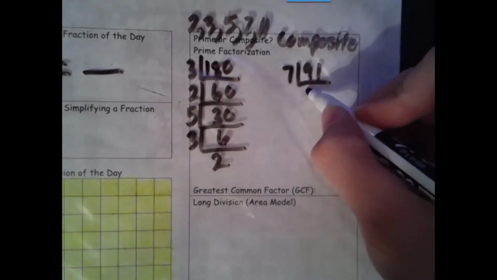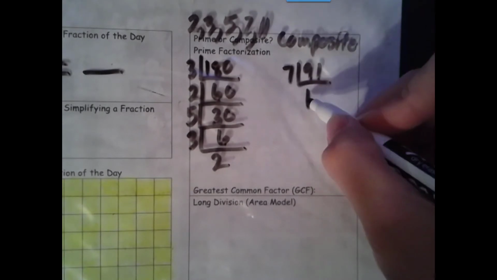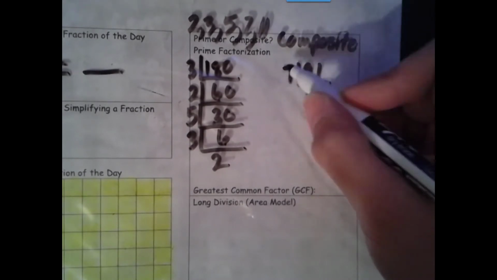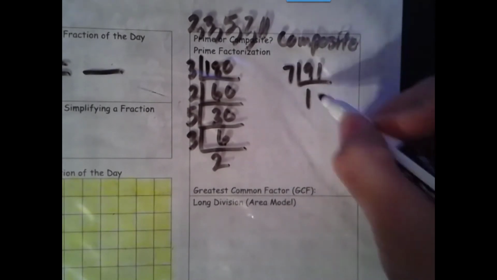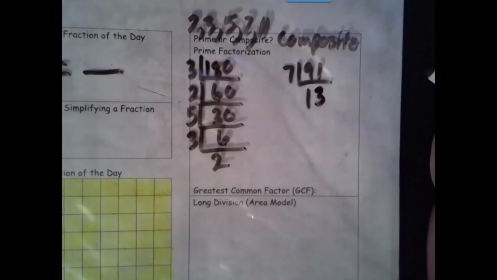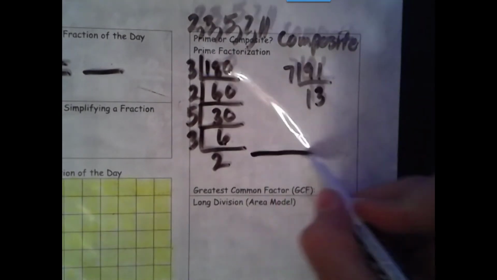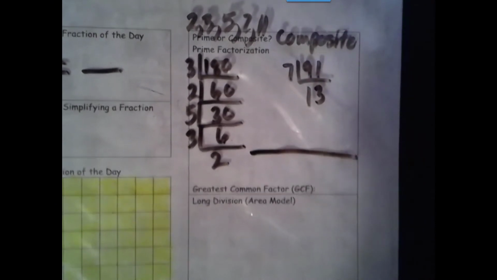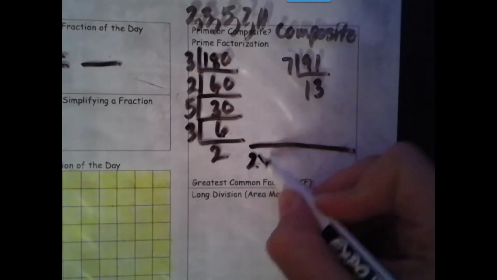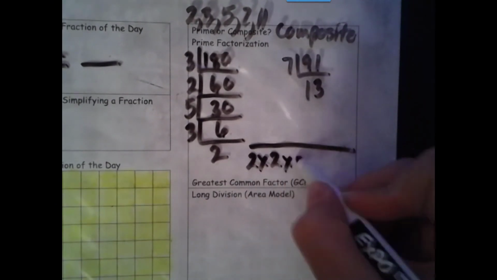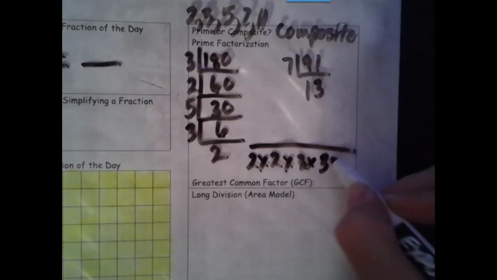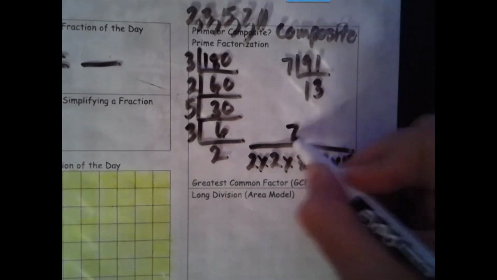So I can get 10 groups of 7 out of 90. That leaves 21, so that's 3. 13 is prime, so we're done. Let's go ahead and get down our prime factorization. Let's list it from least to greatest: 2 times 2 times 3 times 3 times 5, and 7 times 13.